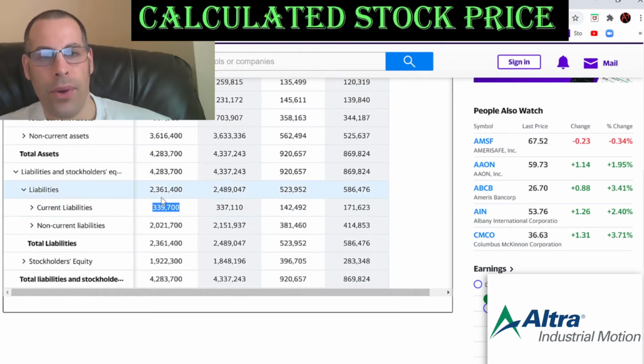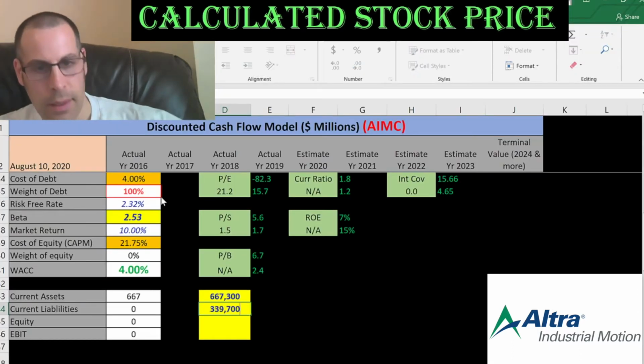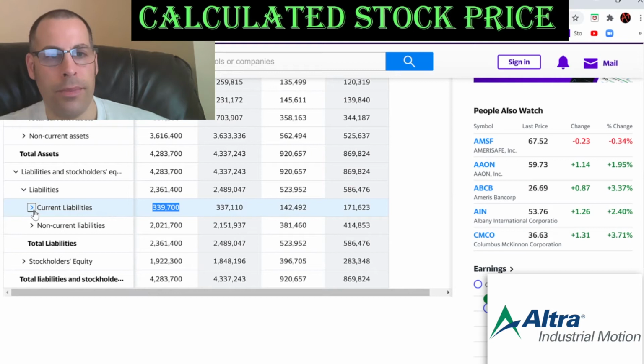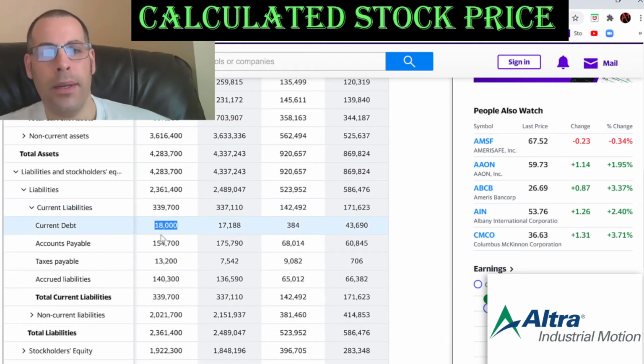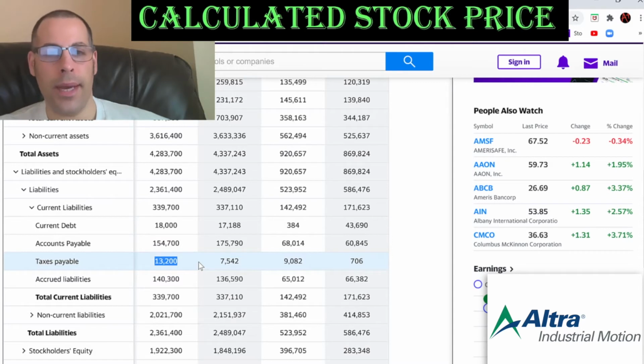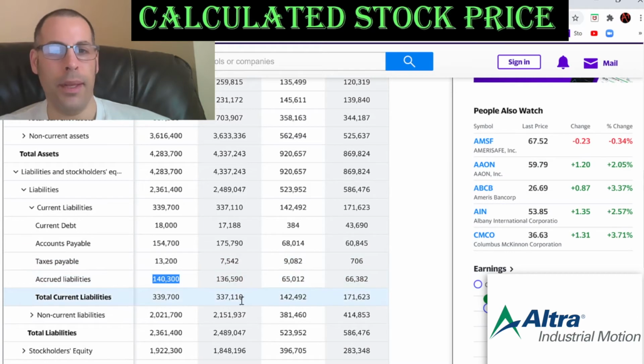Let's get their current liabilities. That's $339 million. Let's see what that's made up of. Current debt of $18 million, accounts payable of $154 million, taxes payable of $13 million, that's how much of taxes they owe the government within the next 12 months. Accrued liabilities $140 million, these are expenses that it accrued but has not yet paid.